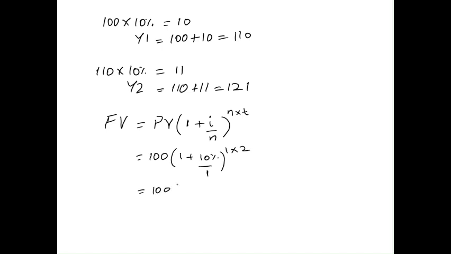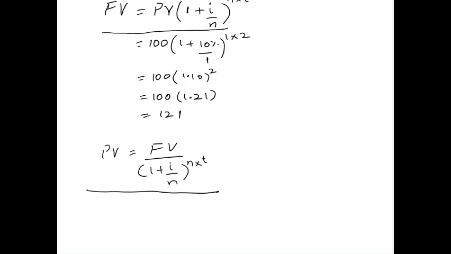So that will be 1, and then 1 times the number of years, which is 2. So we'll get 100 times 1.10 to the power of 2. This will come out to be 100 times 1.21, which is equal to $121. Now, this formula tells us how much money we can invest today and how much it will be worth in the future.